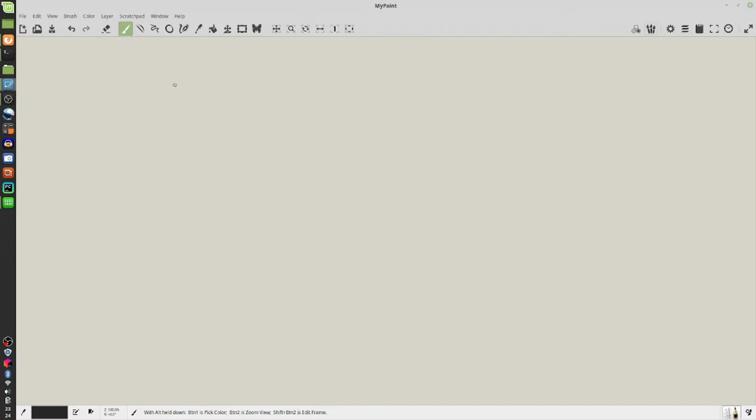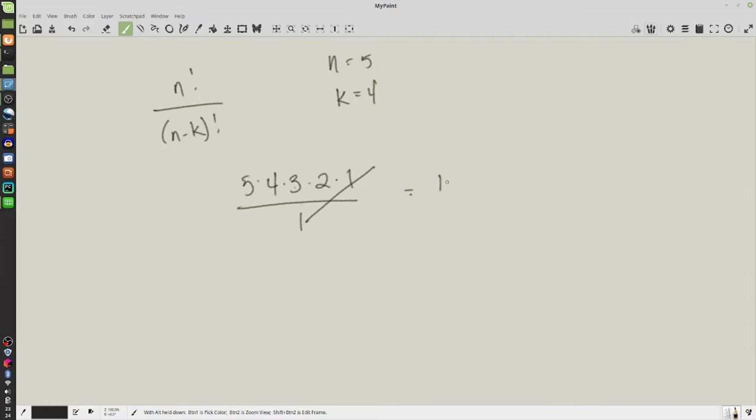For the permutations, it's going to be n factorial over n minus k factorial. n is equal to 5, k is equal to 4. So we have 5 times 4 times 3 times 2 times 1, and in this case n minus k is just 1. 1 factorial is 1, so I can cancel that out. 5 times 4 is 20, times 3 is 60, times 2 is 120. So for the permutations, I should have a total of 120 different permutations.